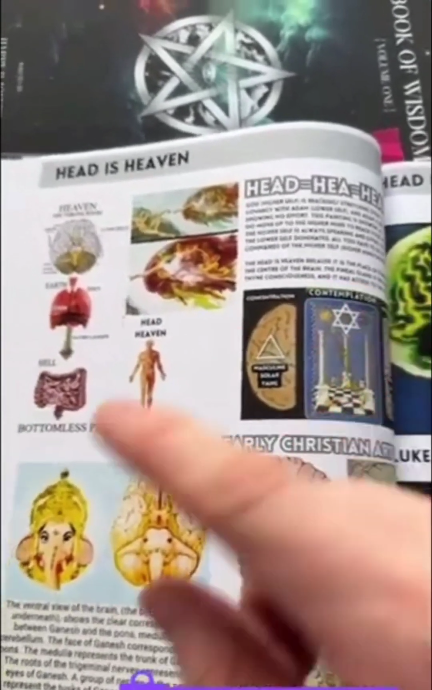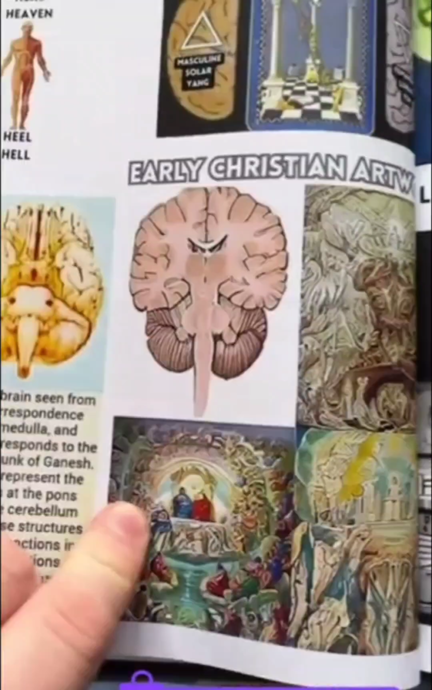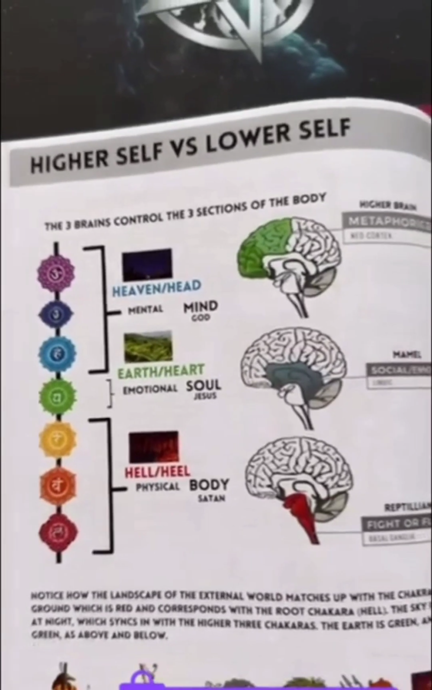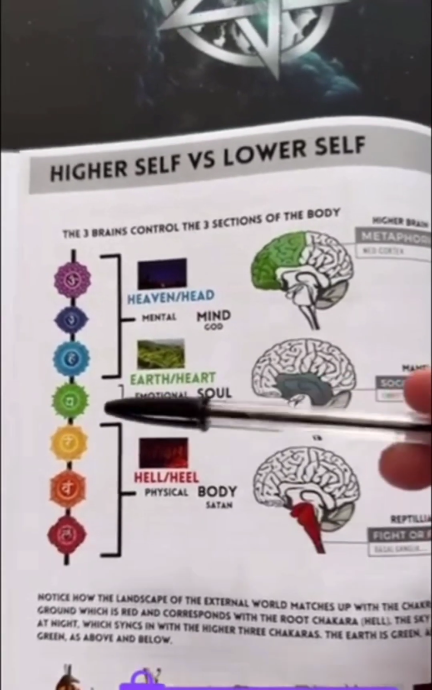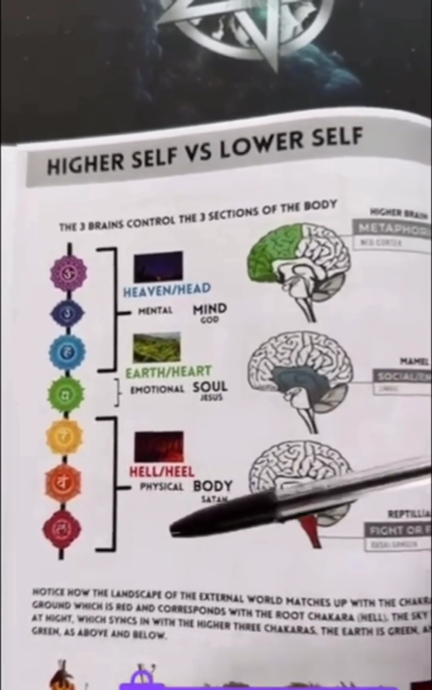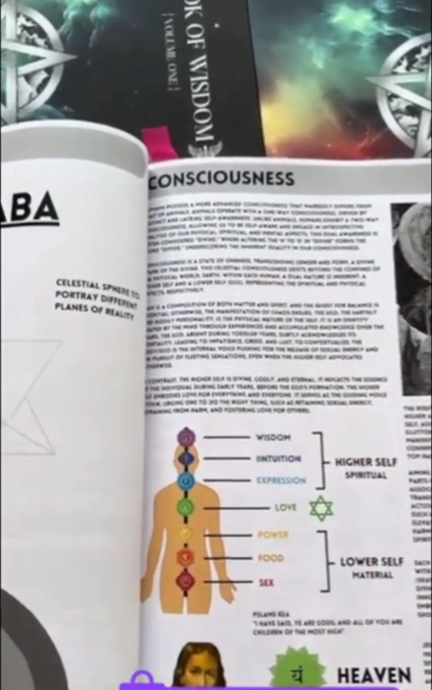But you think you are the body, which is Adam, the lower self. Early Christian artwork depicts God in the brain. Heaven is upwards, which is the head. It's the top of the body. The earth represents the heart. This is the midpoint between good and evil. And your heel is hell. We need to kill the lower nature of ourselves and live off the higher parts of the body.